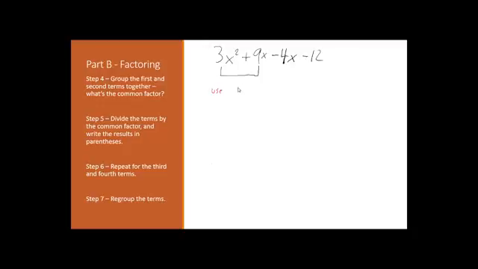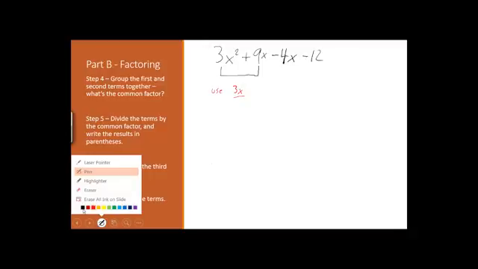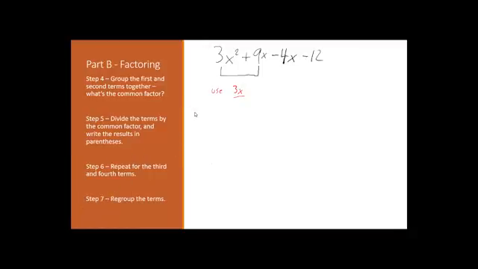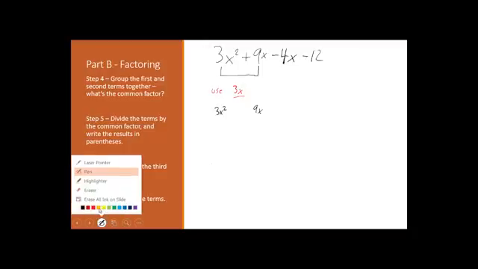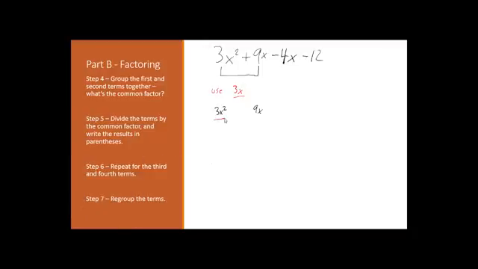So let's look at what they have in common. Well, they both have x, so whatever our common factor is, it should probably include x. And we may also notice we have a 3 and a 9, and both of those numbers are divisible by 3. So let's use 3x as our common factor. Here's what we're going to do with that common factor. We're going to divide the first term, 3x squared, and the second term, 9x, by the 3x we just found.